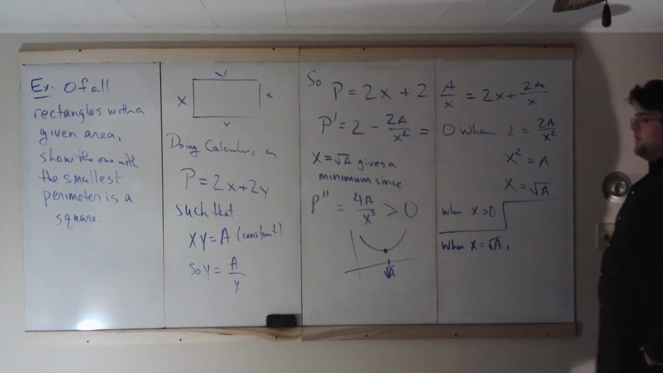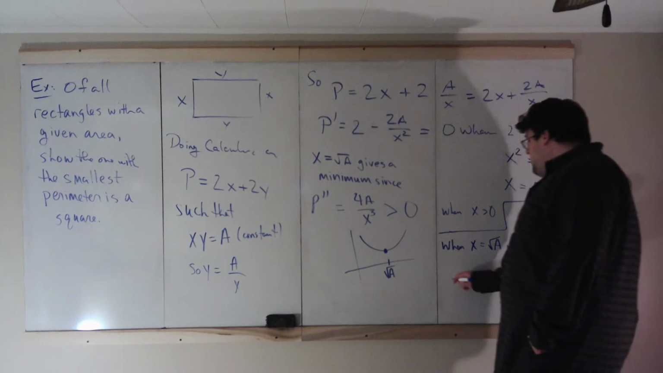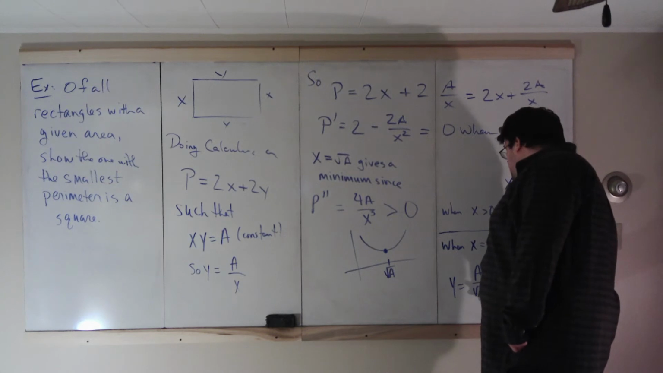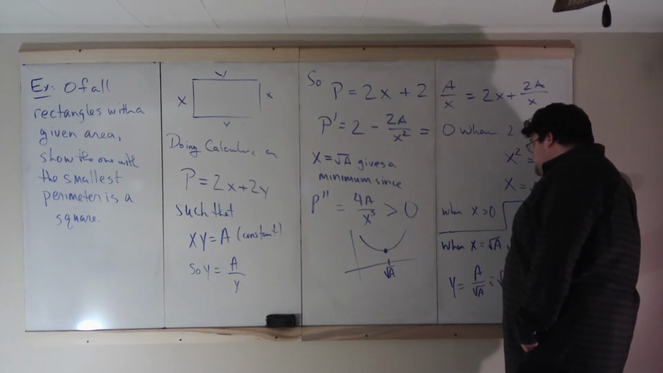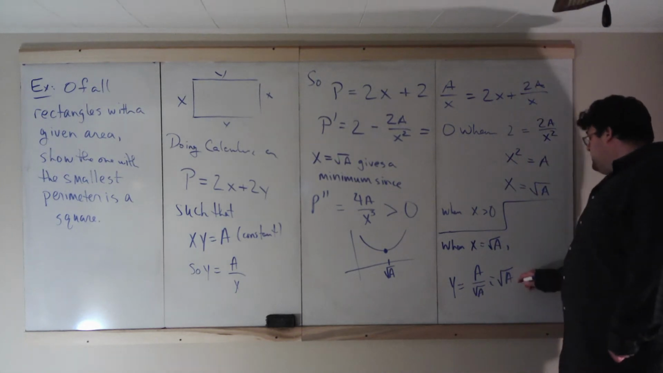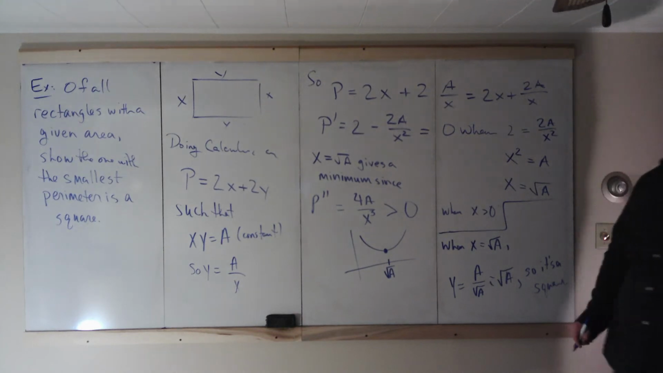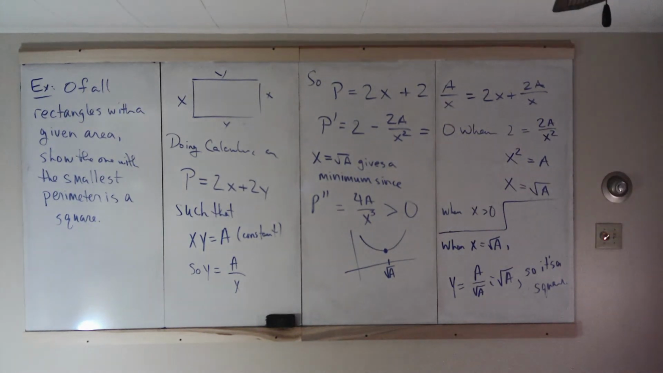X equals root a, we need to show y equals root a. When x equals root a, y equals a over root a, which simplifies to root a. So it's a square. So definitely in these, be sure that you answer exactly the question that's being asked.